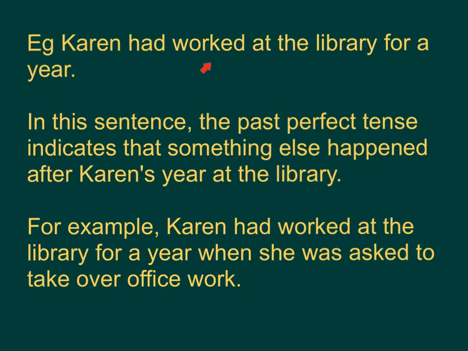Karen had worked at the library for a year. Here, the past perfect tense indicates that something else happened after Karen's year at the library. For example, Karen had worked at the library for a year when she was asked to take over office work.